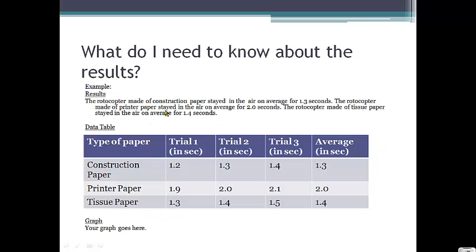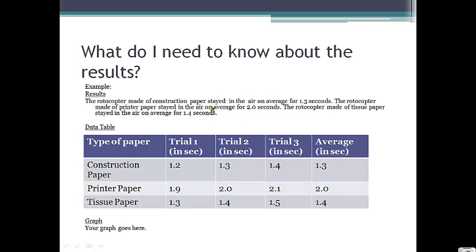So here's my example of my results. My results paragraph: the rotocopter made of construction paper stayed in the air on average 1.3 seconds. The rotocopter made of printer paper stayed in the air on average 2.0 seconds. And the rotocopter made of tissue paper stayed in the air on average 1.4 seconds. This describes what happened in my experiment, and it gives data or numbers. Okay, so that's what you're looking for in your paragraph.